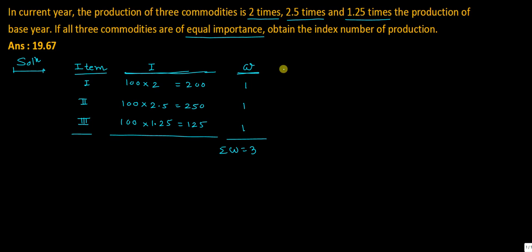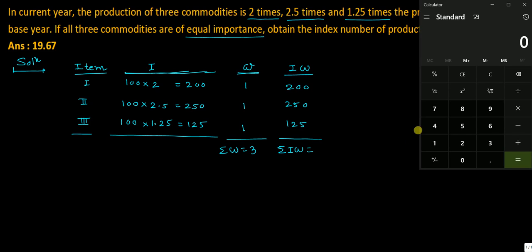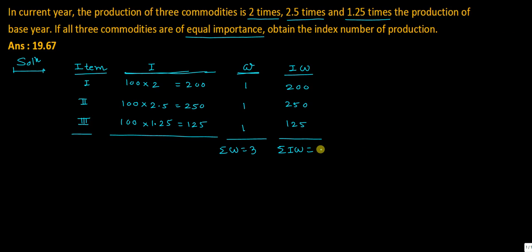Okay, now IW. For IW, there is no change. 200 into 1 is 200, 250 into 1 is 250, and 125 into 1 is 125. Okay? Therefore, sigma IW equals 200 plus 250 plus 125, which is 575. Okay, now find out the index number.